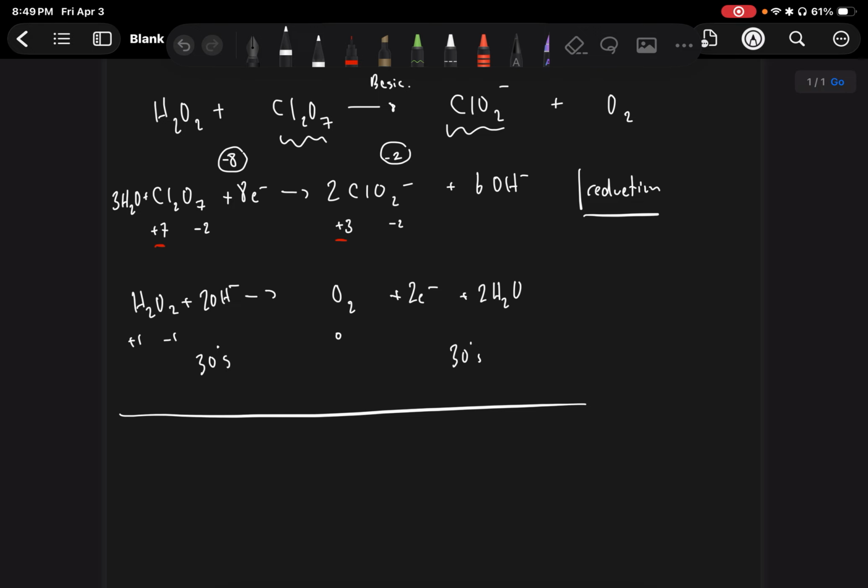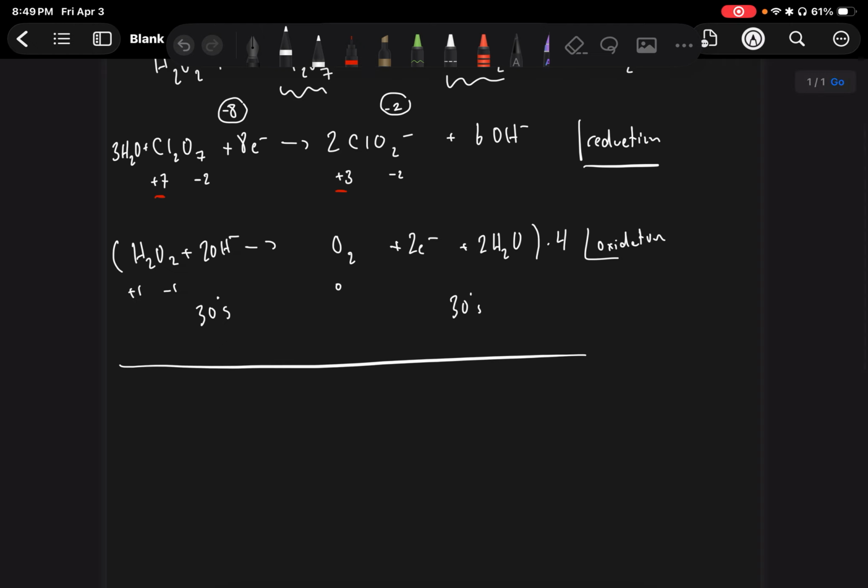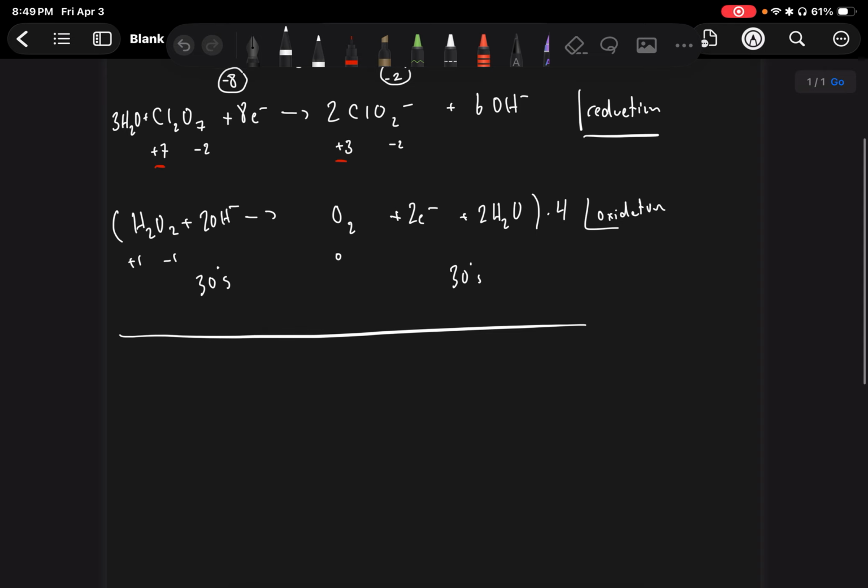Now, the final step is to make the net reaction. How do we find this net reaction? We add the 2 reactions together, but we need to make sure the electrons cancel out. So we have 8 electrons on reaction 1, which is the reduction one, and then we have 2 electrons on the right side for the oxidation one. So therefore, we need to multiply this one by 4, so that way the electrons can cancel out.